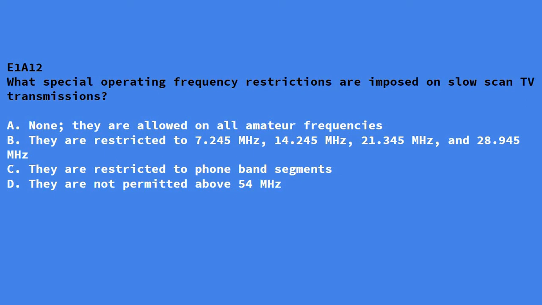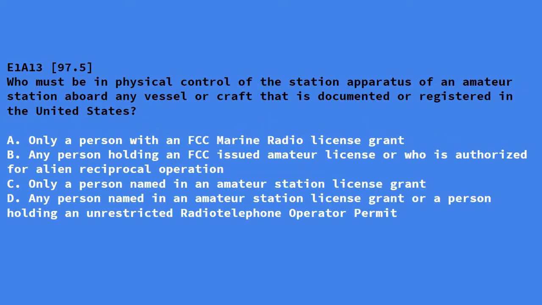E1A12, what special operating frequency restrictions are imposed on slow scan TV transmissions? Answer is they are restricted to phone band segments.